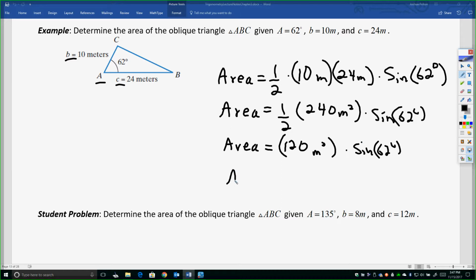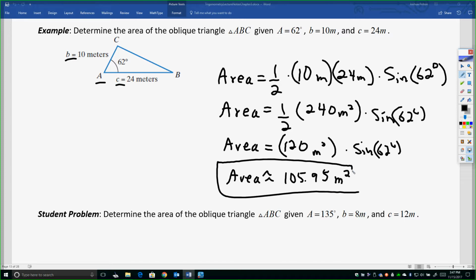So therefore the area, if I do this in the calculator, make sure it's in degree mode since you're putting in 62 degrees, is about 105.95 meters squared. So about 106 basically. Okay. All right, pause the video and try the student problem.